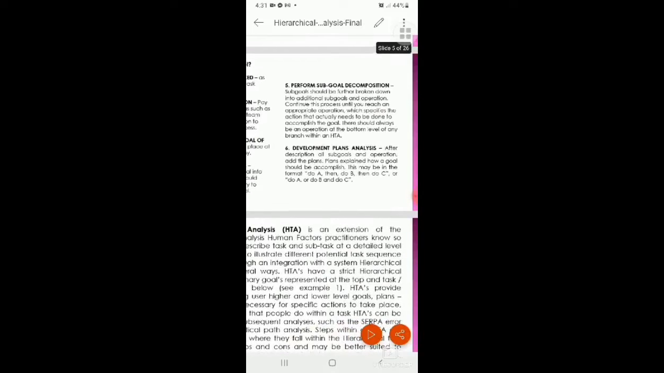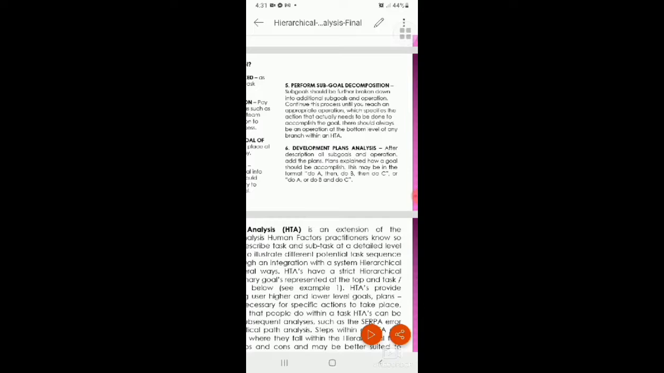This should be placed at the top of the task hierarchy. Number 4, determine task sub-goals. Decompose the overall goal into corresponding sub-goals, which should comprise the tasks necessary to accomplish the overall goal. Number 5, perform sub-goal decomposition. Sub-goals should be further broken down into additional sub-goals and operations.